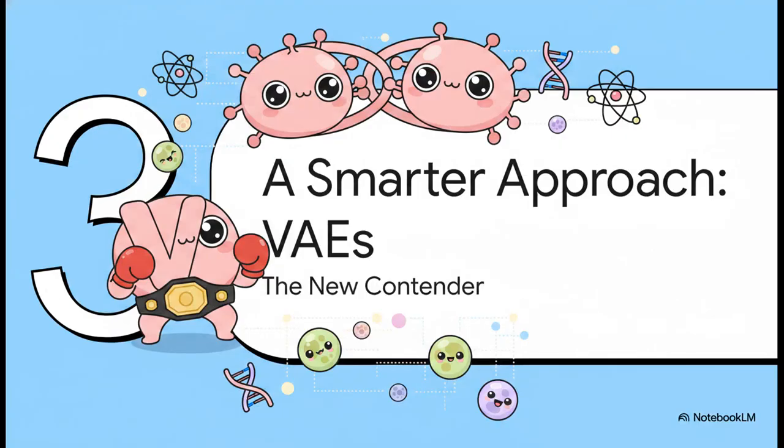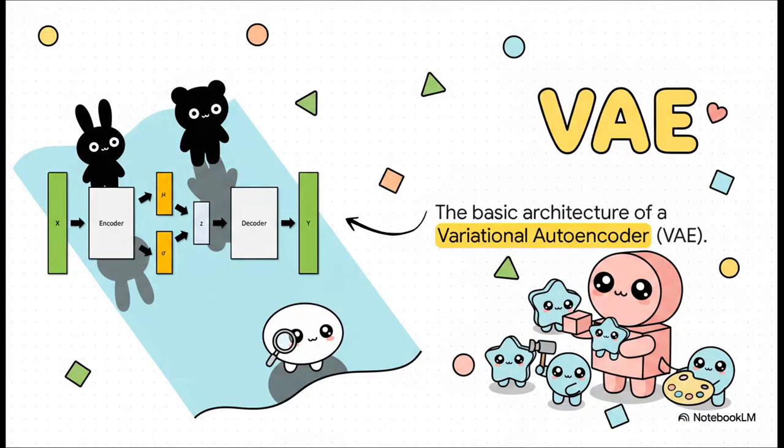Okay, but this is where our new contender steps into the ring. It's a much smarter, more sophisticated deep learning approach. It's called a variational autoencoder, or VAE. All right, I know this diagram might look a little complicated, but the idea behind it is actually pretty elegant. Remember how PCA only sees the flat shadow?